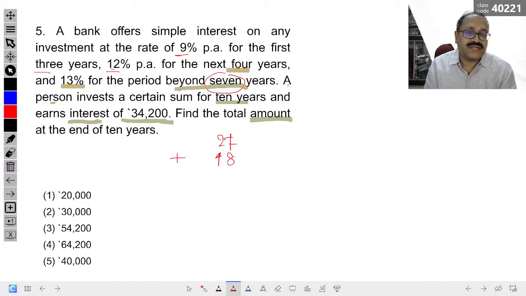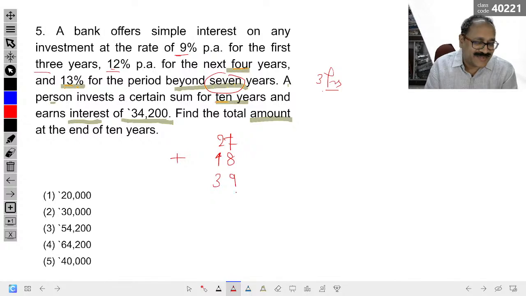13% per annum beyond 7 years, and the total period is 10 years. After 7 years means it is for 3 years. So 13% per annum for 3 years is 39%. Okay, Vidisha, I'll come back to you.